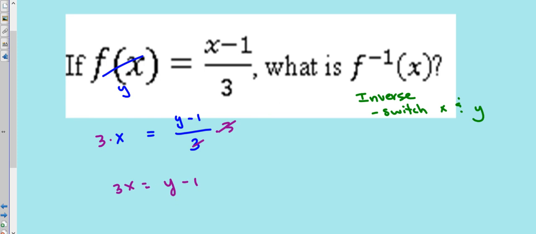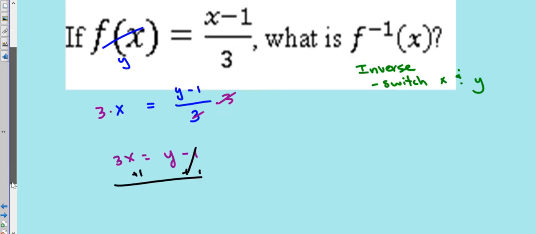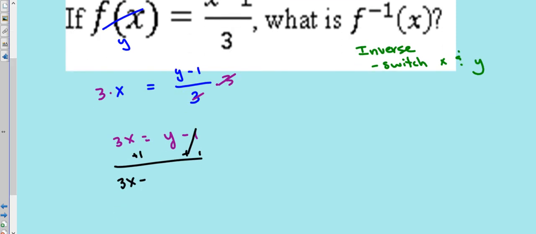And finally, to get y by itself, I need to add 1 to both sides. Adding 1 will remove that from there. And so I'm left with 3x plus 1 equals y. And at this stage, you can substitute in f negative 1 of x equals 3x plus 1.